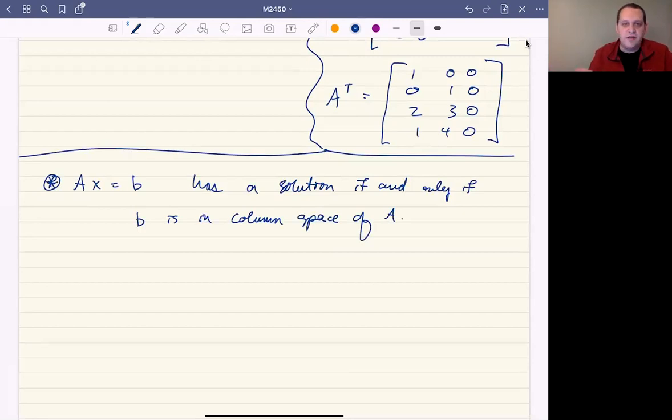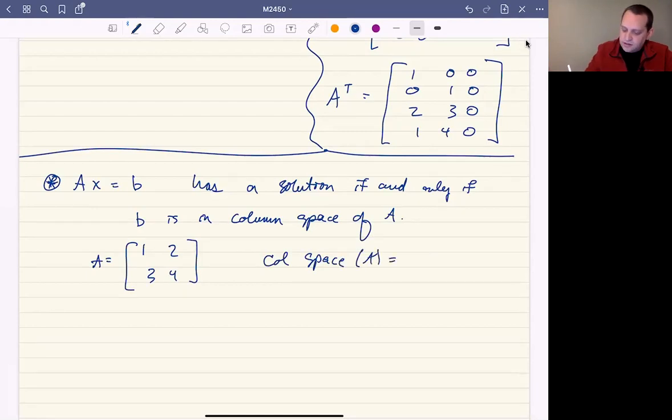Once I say it, hopefully it's obvious, because if you look at Ax equals b and you think about what's the column space of A. So again, I think just an example will go a long way here. You have 1, 2, 3, 4. And if you look at what's the column space of A, well, that's going to be the span of the set of vectors of the columns, 1, 3, 2, 4.